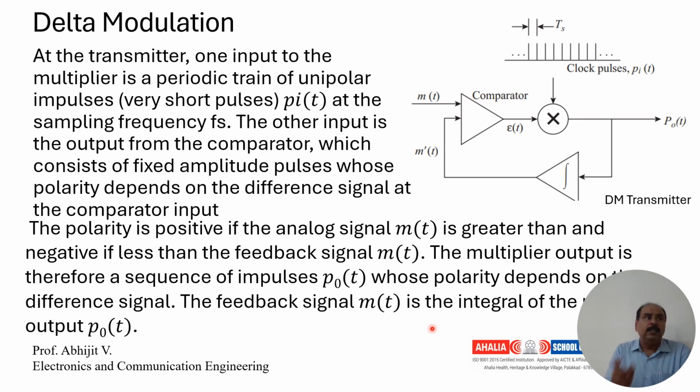So that only the difference is encoded, we call it delta modulation, and we have a step function. The polarity is positive if the analog signal m(t) is greater than, and negative if it is less than, the feedback signal m'(t). So you are comparing these two signals. If it is greater, it is positive, otherwise negative.